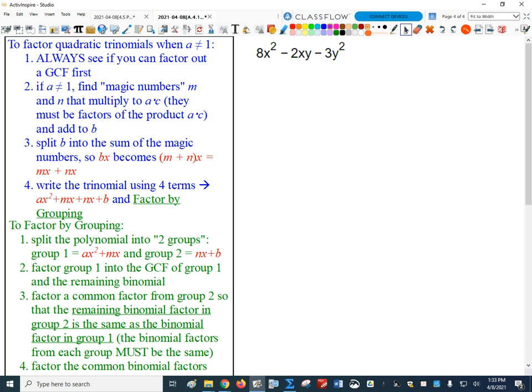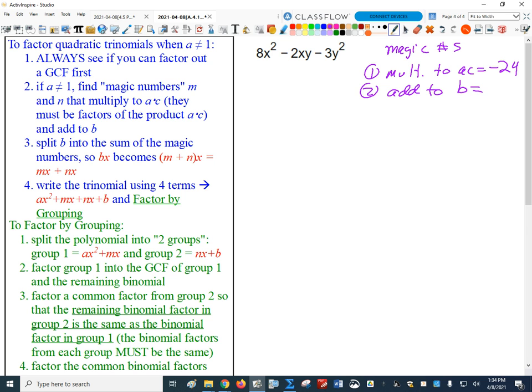Okay, so in this case, what are they going to multiply to? And we're not going to include the variables. Our A and C are just going to be the coefficients, right? So negative 24. Everybody agree? They multiply to A times C, which in this case is 8 times negative 3. That's negative 24, okay?